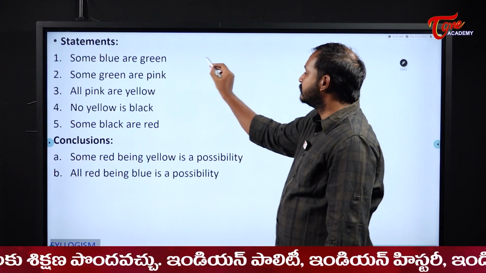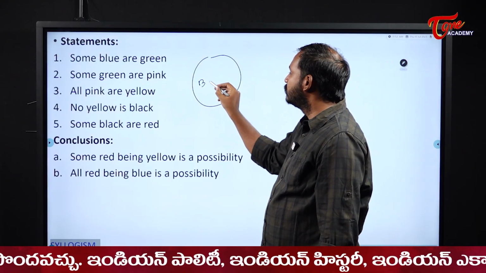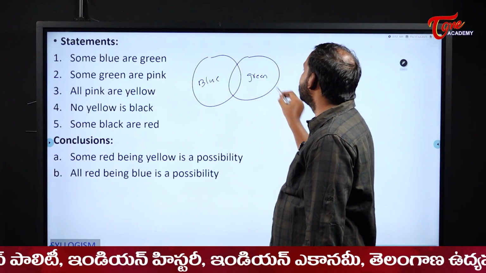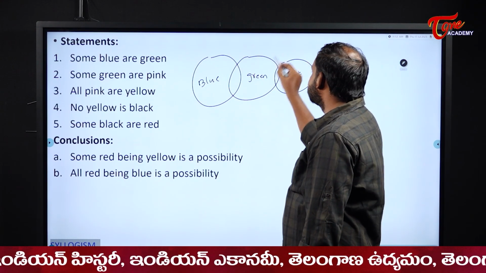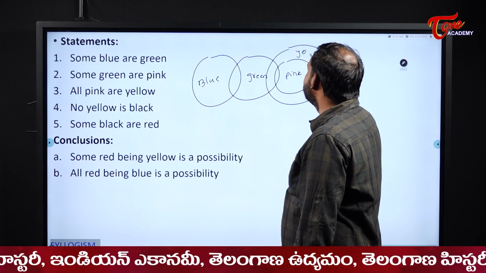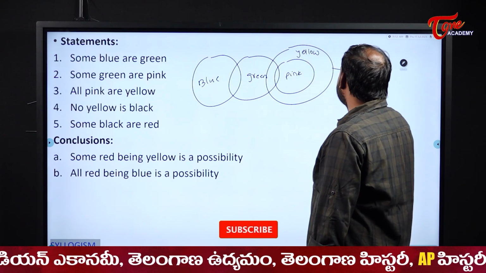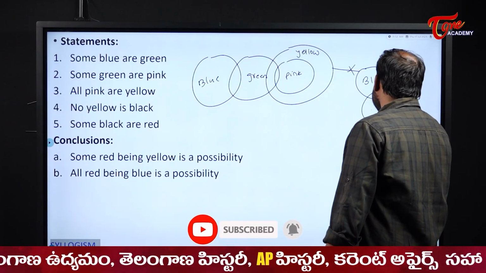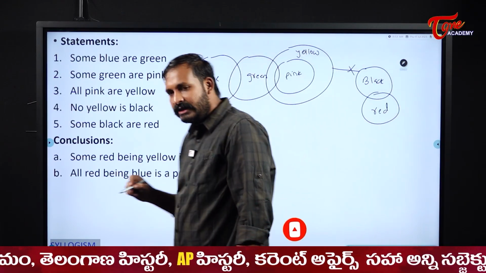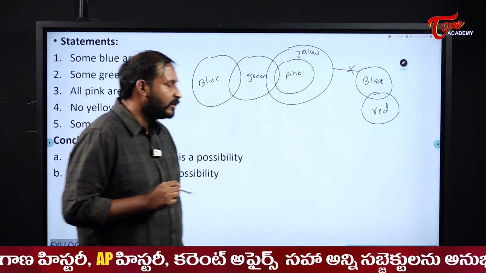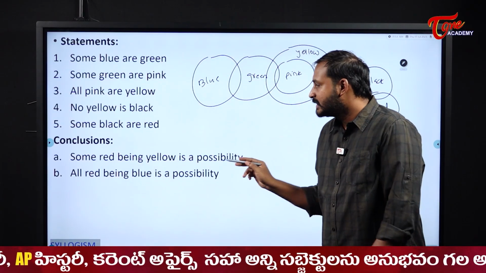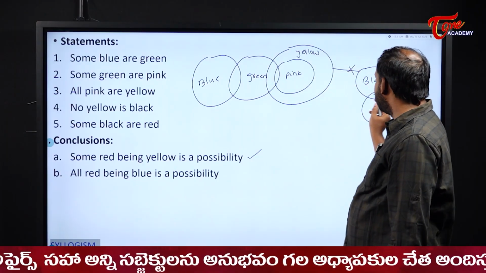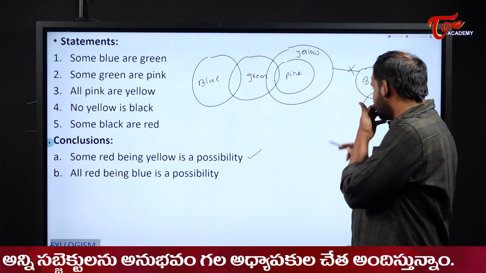Some blue are green. Okay, fine. Next, some green are pink. Next, all pink are yellow. No yellow is black. Fine. And some black are red. Okay. This is the basic diagram I have. Now, see my first conclusion. Some red being yellow is a possibility.